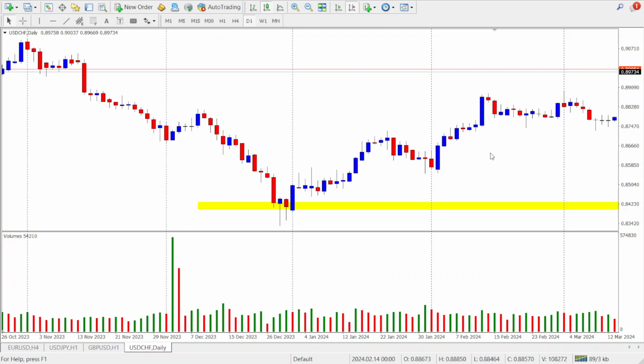Now, when it comes to taking profits, your target should typically be a key level where price is likely to stall or reverse again. This could be the next liquidity zone or a recent support or resistance level. You can also use trailing stops to lock in profits as the price moves in your favor. So this allows you to stay in the trade longer if the price continues to move in your favor, while protecting some of your gains if the market reverses.